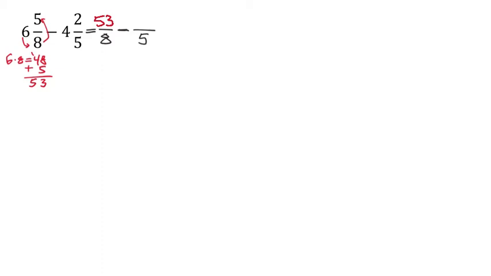We got 4 and 2/5, but we got to use the cycle method on it as well. So I'd start with 4 times 5, which is 20, and then add the 2 numerator to make that 22. So that then becomes 22/5. Now the denominators are not the same, which means we're going to need to force them to be the same before we can perform the operation of subtraction.